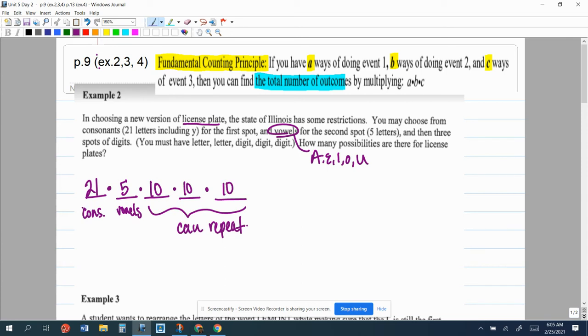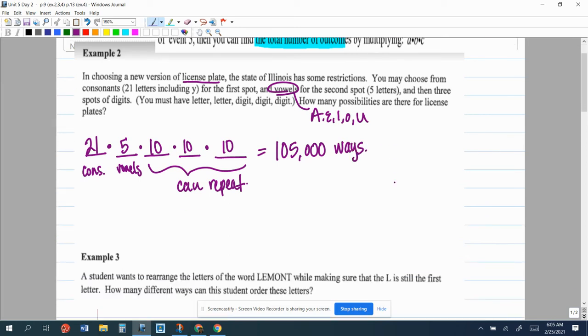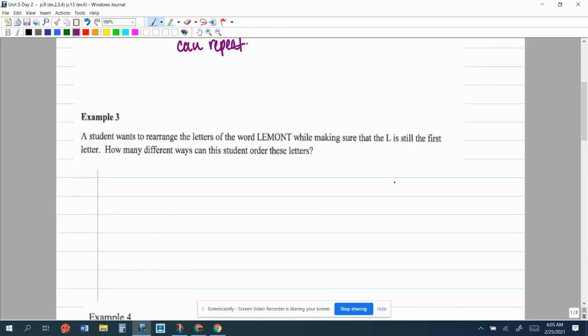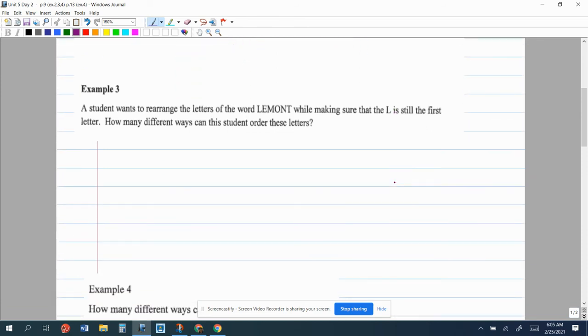So this is our license plate here. And if we multiply all of these values of all the possibilities that can happen in each location, then we'll get, I'm going to help you with that here, 105,000 ways. And I think you see where I'm going here. So I think these others will be a little bit quicker.